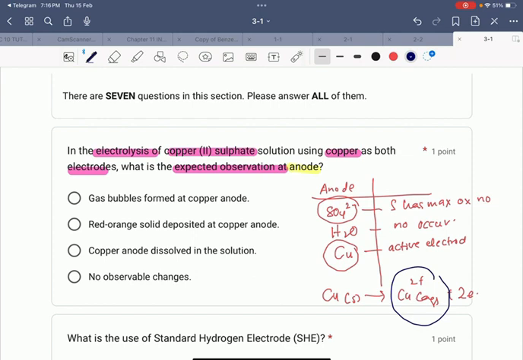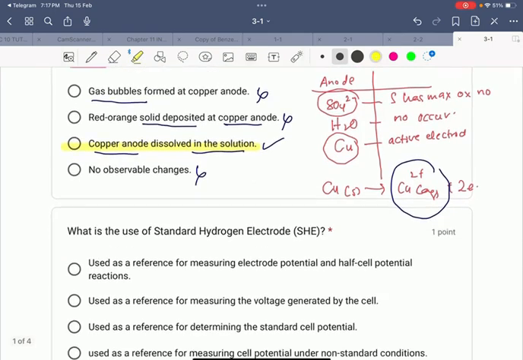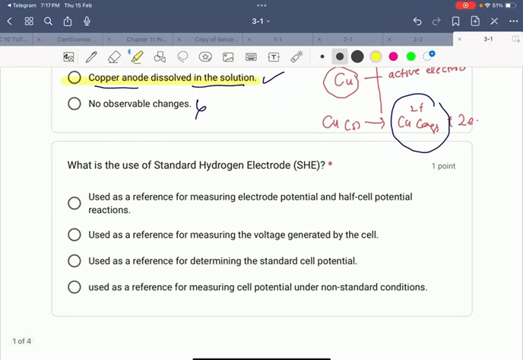So look at the answers. Gas bubble formed at copper anode. This is incorrect. Gas is normally hydrogen gas or oxygen gas. Red orange solid deposited at copper anode. This is also incorrect because copper solid is oxidized. It will become ion, so it will not be deposited. Copper anode dissolved in the solution. Yes, this is the correct answer. No observable change. This is incorrect. So option 3 is the best answer. Okay, we go to the next question.